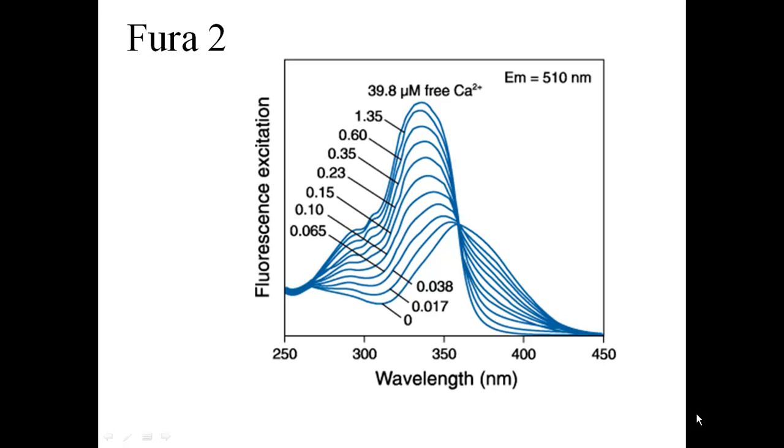Calcium bound form of Fura-2 is most fluorescent at 340 nanometer wavelength excitation, and free Fura-2 is most fluorescent at 380 nanometer wavelength. As calcium concentration increases, more and more calcium bound Fura-2 is there, and the fluorescence at 340 nanometer excitation increases, and the fluorescence at 380 nanometer decreases. At 360 nanometer excitation, fluorescence of Fura-2 is calcium independent. This is called isosbestic point of Fura-2.